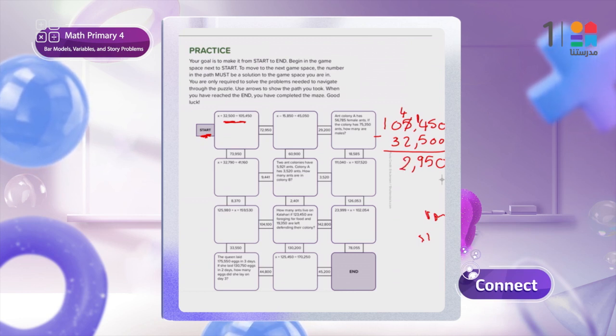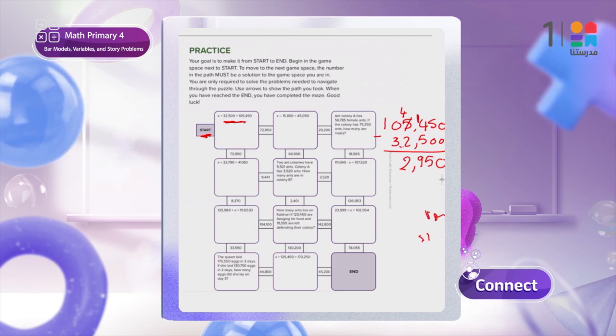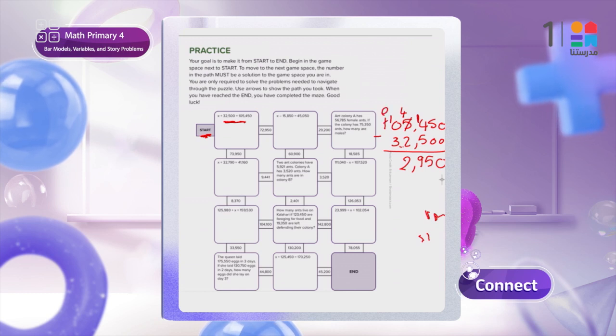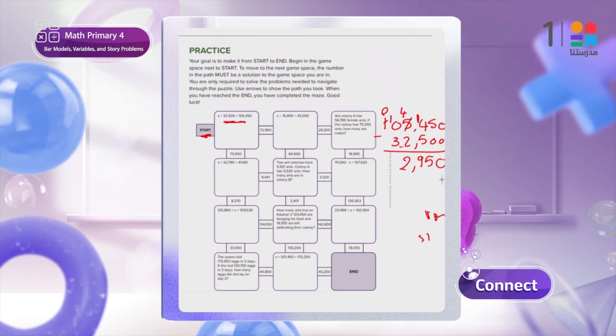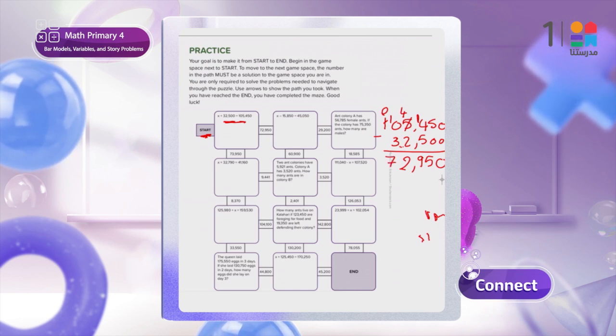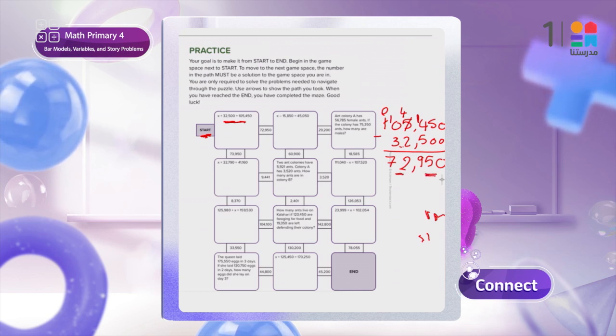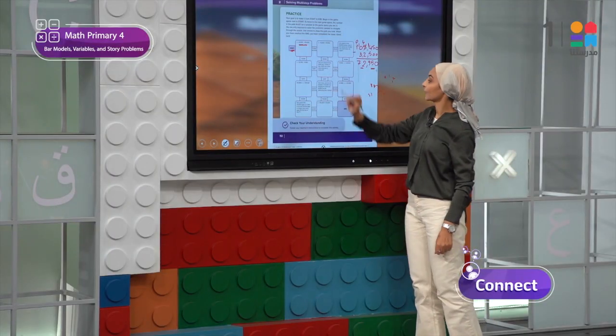Excellent. Now, can I subtract 3 from 0? Can I take 3 from 0? Of course, no. So, I will regroup. I will borrow 1. This 0 will be 10 and the 1 will be 0. Now, can you subtract 3 from 10? Yes, of course. 10 minus 3 gives me 7. So, my answer is 72,950.